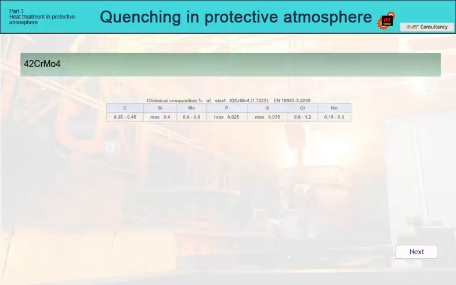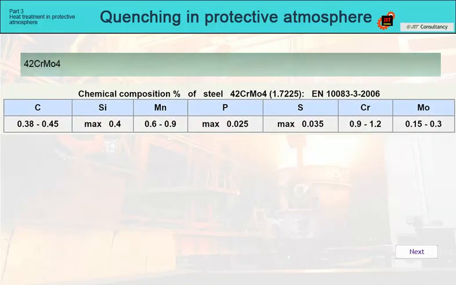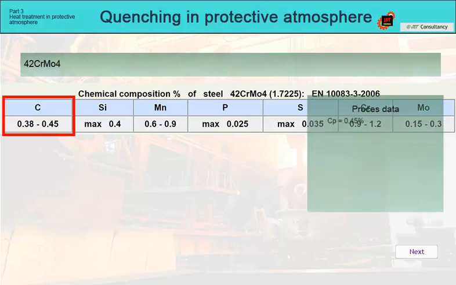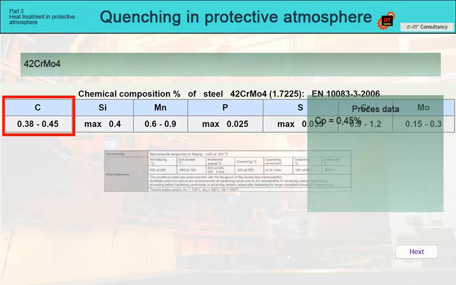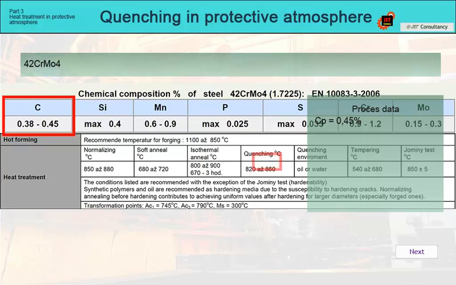We will proceed similarly when processing 42CrMo4 steel intended for quenching and tempering. The carbon content should be in the range of 0.38 to 0.45%. We will choose the carbon potential at the upper limit of the range, 0.45. The recommended quenching temperature is 820 to 860 Celsius.